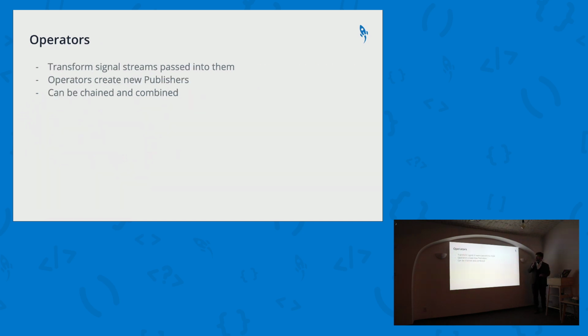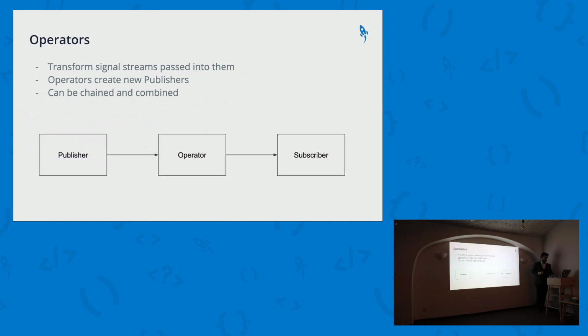So the third and perhaps most important part of reactive programming are the operators. Operators work on the event stream that's passed between the producer and the subscriber. And an important thing is that they create new publishers. So if you take a publisher and an operator, together they create a new publisher. So they can be encapsulated, and they can be chained and combined. So for example, if you have one operator here, you can have two operators, for example.